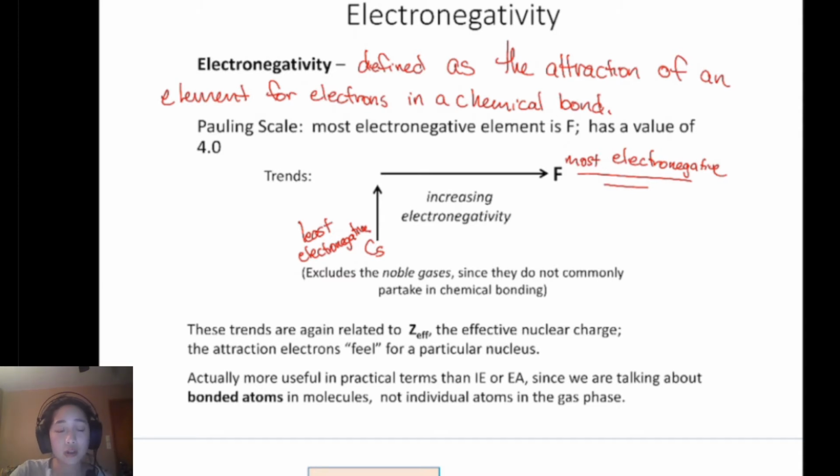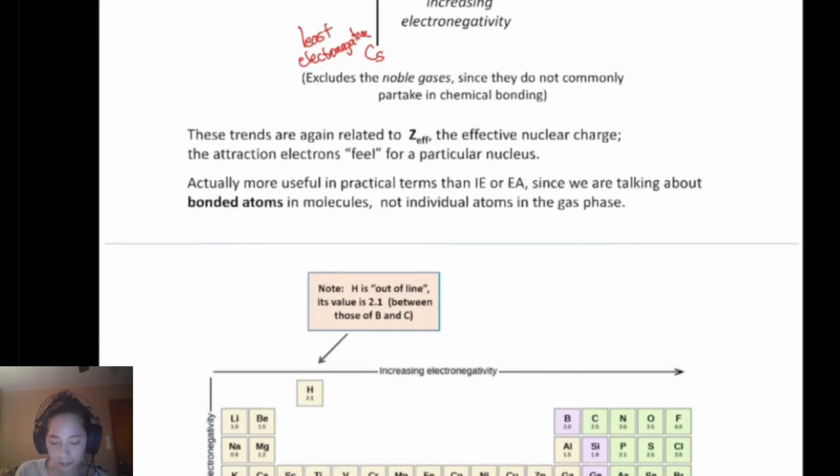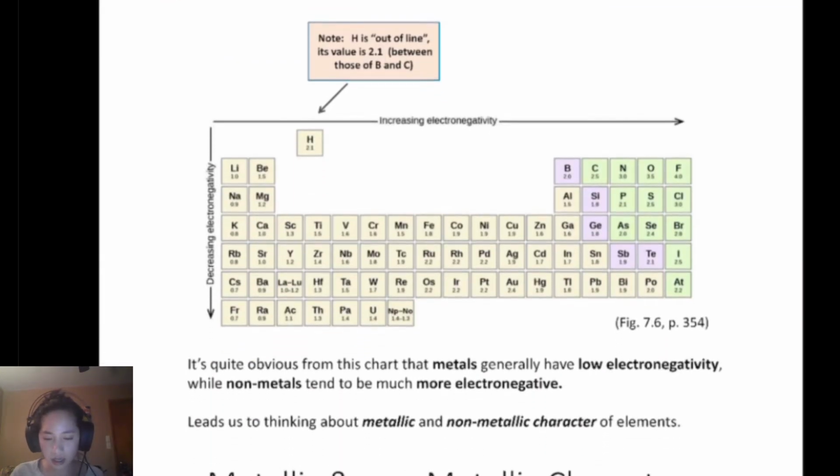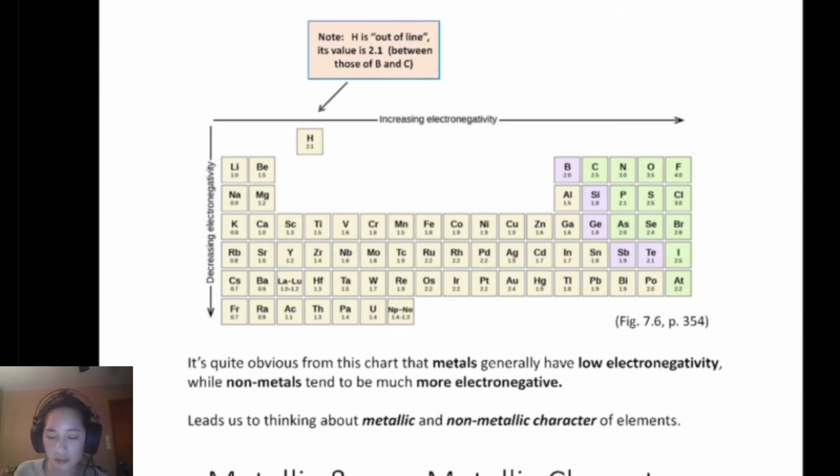So in your course of chemistry for the rest of time, you'll probably be talking about electronegativity when comparing different atoms, because we're typically talking about atoms when they're bonded in molecules instead of just individual atoms in the gas phase. So talking about electronegativity is just a much more robust definition that we use. So here is a chart for all the different Pauling scale, remember Pauling scale, electronegativities.